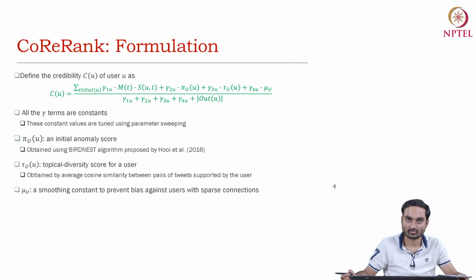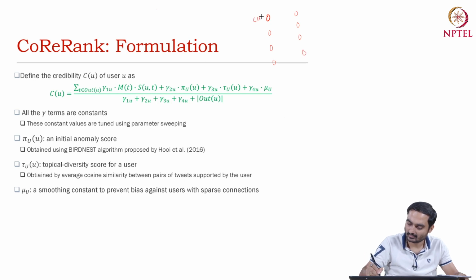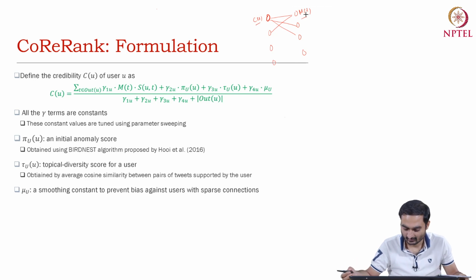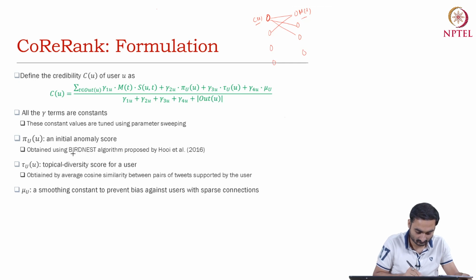Let us now see how to compute the credibility and the merit. Remember, we already have this bipartite network, where you have the credibility of users and merit of a tweet, and we have weights, and these scores we will determine. So to start with, we assign some seed values to both types of nodes, and the seed values are obtained from another algorithm called BIRDNEST.